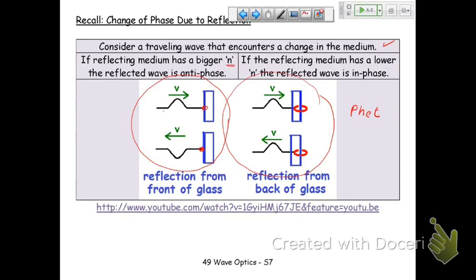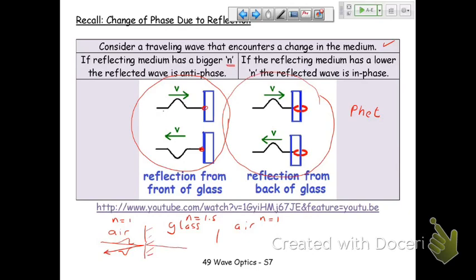So what I envisage is air, glass, air. And I know that n equals 1. I know that n equals, I'm going to say 1.5, doesn't matter. I'm going to say that n equals 1. So when the reflection is off this front surface, I'm reflecting off a medium which is denser. If the reflecting medium has a bigger n, the wave is reflected antiphase. So what goes as a crest comes back as a trough.